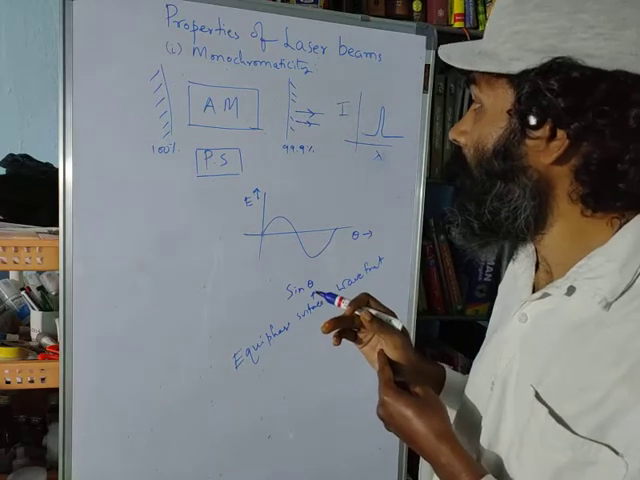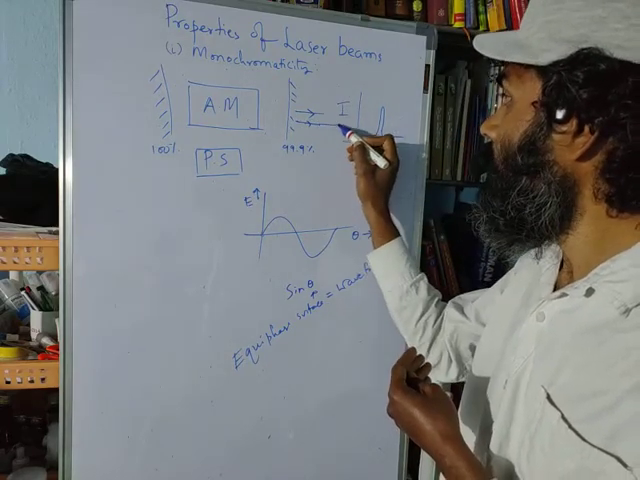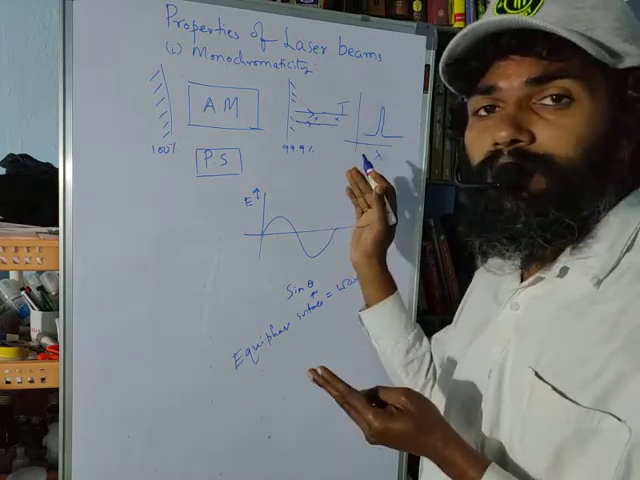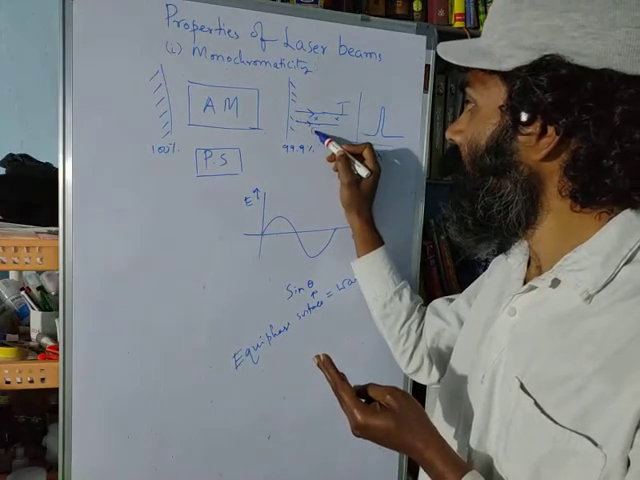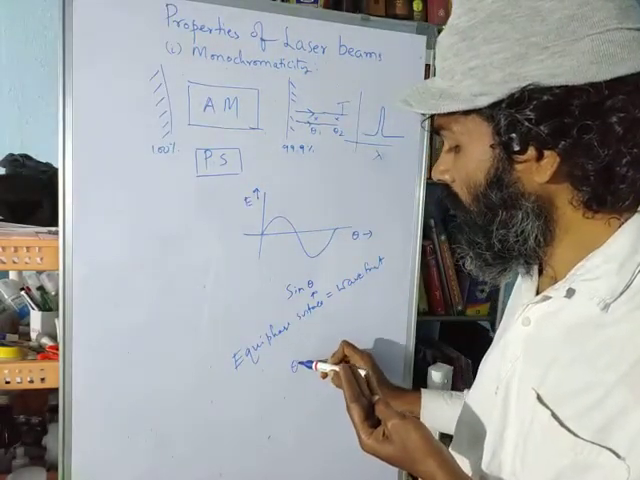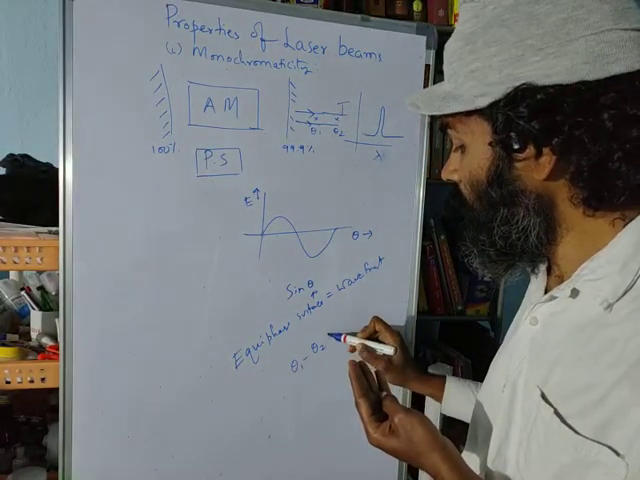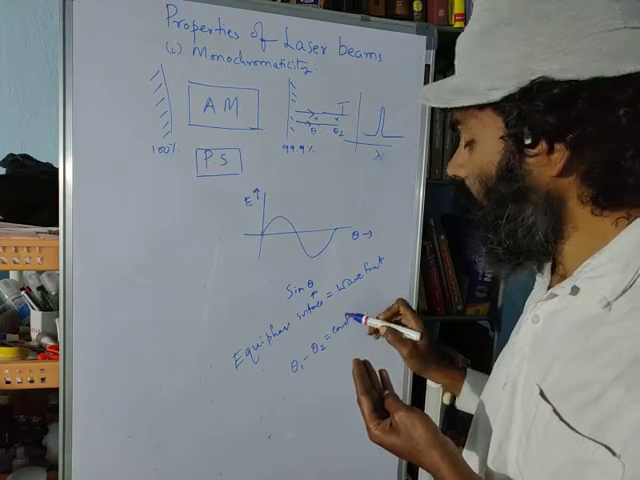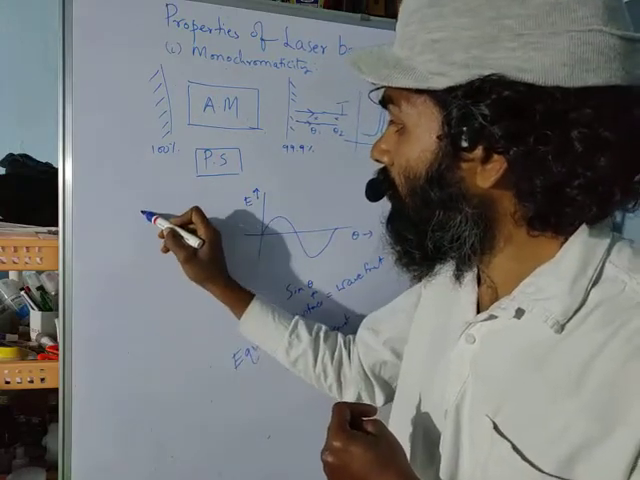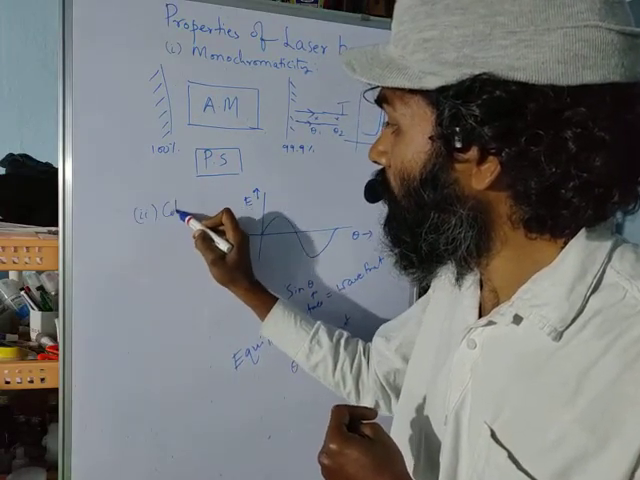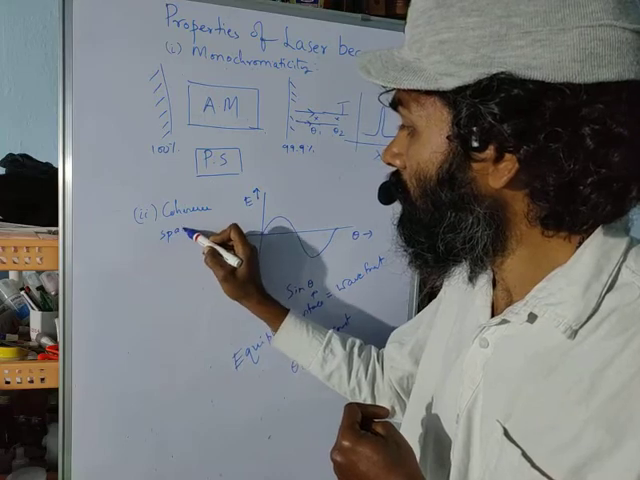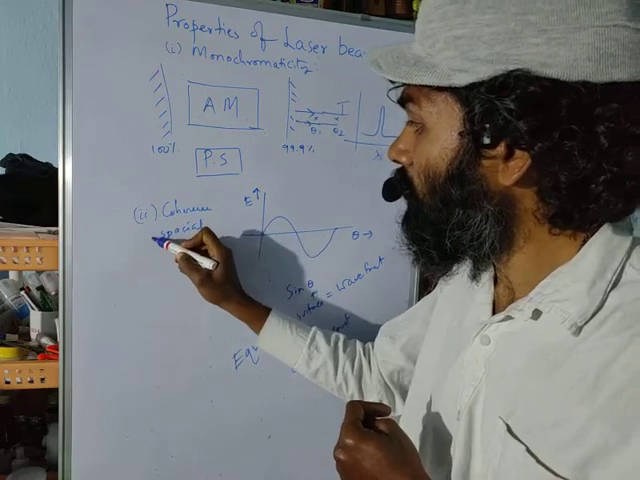But in a laser beam, if you pick up 2 points, let me say point number 1 here and point number 2 here, and at these 2 points you consider the phases as theta 1 and theta 2, and if the difference theta 1 minus theta 2 is a constant value for all times, then we say that we are having something called coherence. We are having especially spatial coherence. So in space we have got spatial coherence.